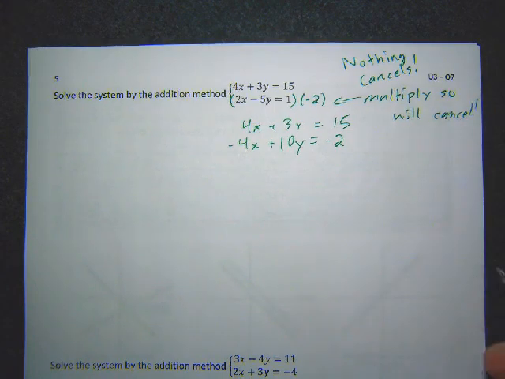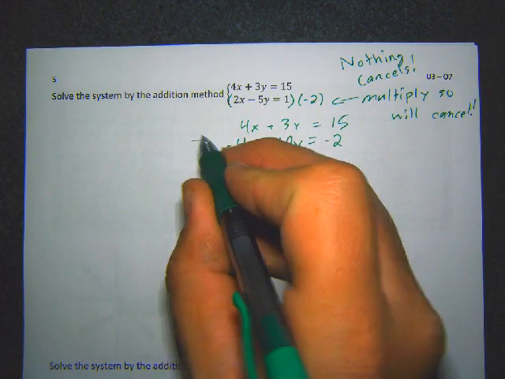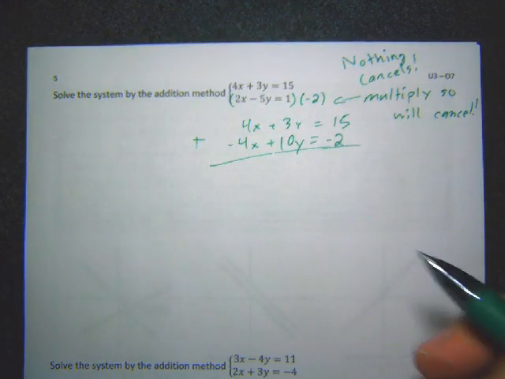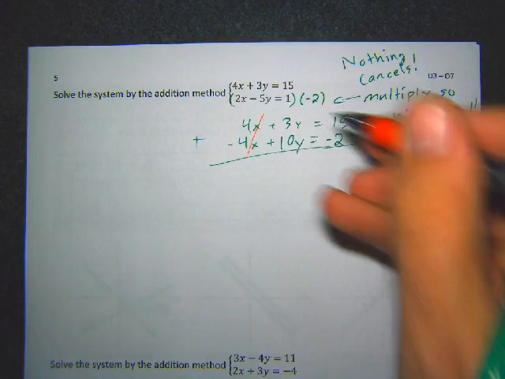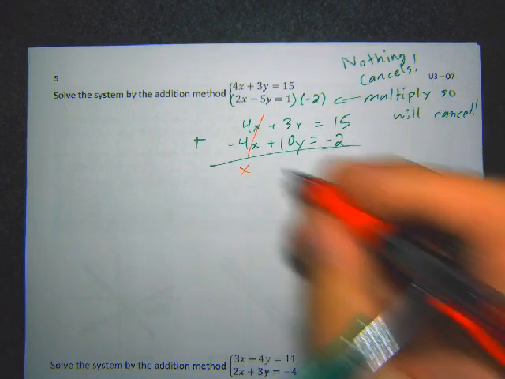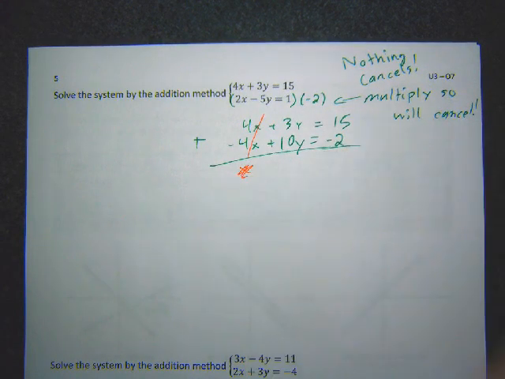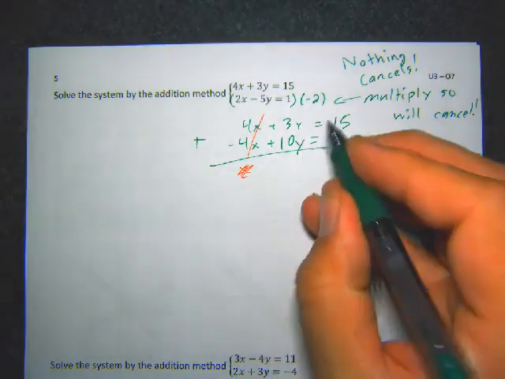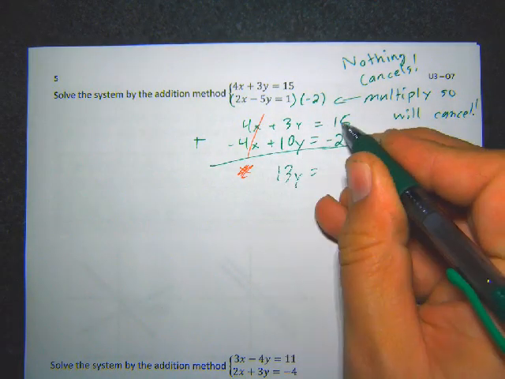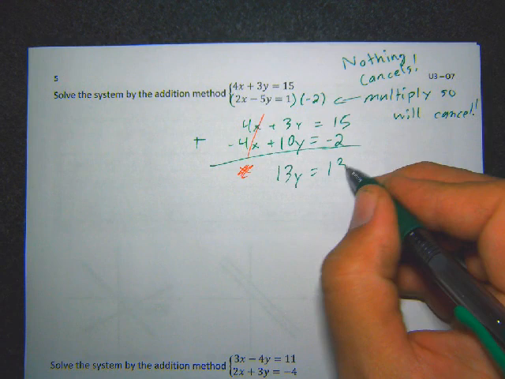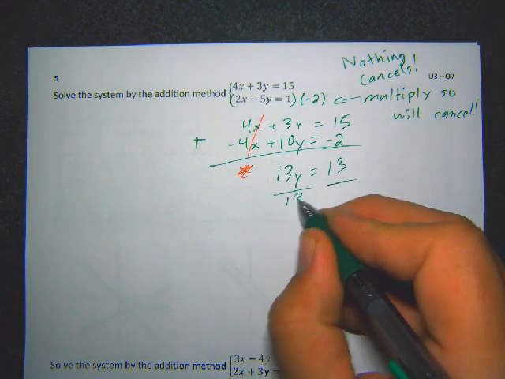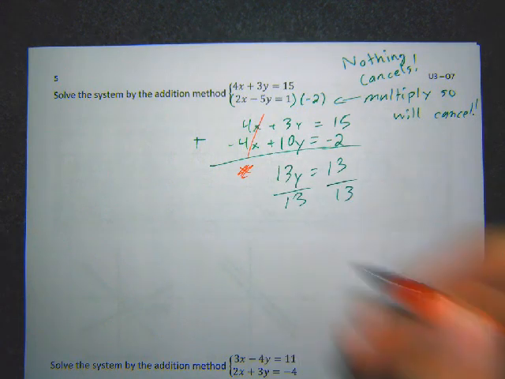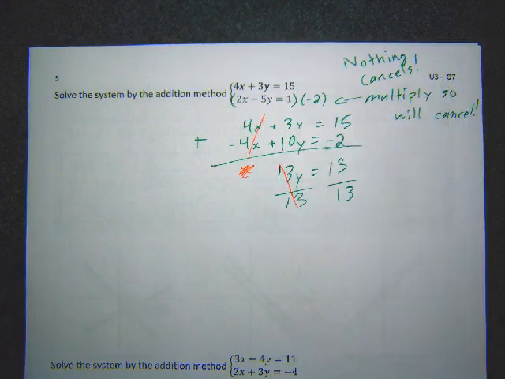So we did that multiplication to get it so that when we do our addition step, stuff actually is going to cancel. You can see that the x's cancel. So we don't get anything for the x's. That's empty. And then we can do the rest. 3y plus 10y is 13y. 15 minus 2 is 13. Divide by 13 both sides. I get y equals 1 is our y part, half the answer.